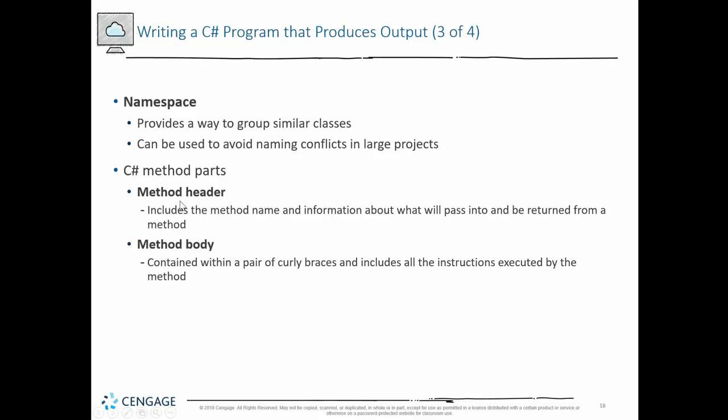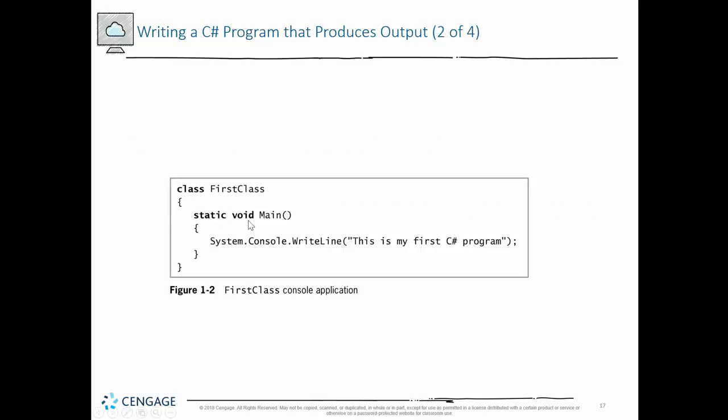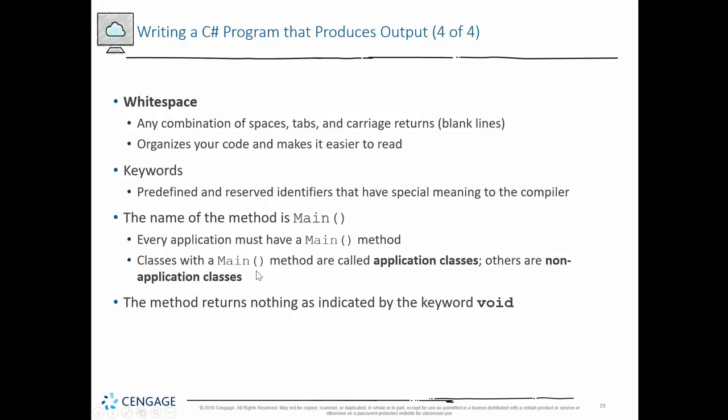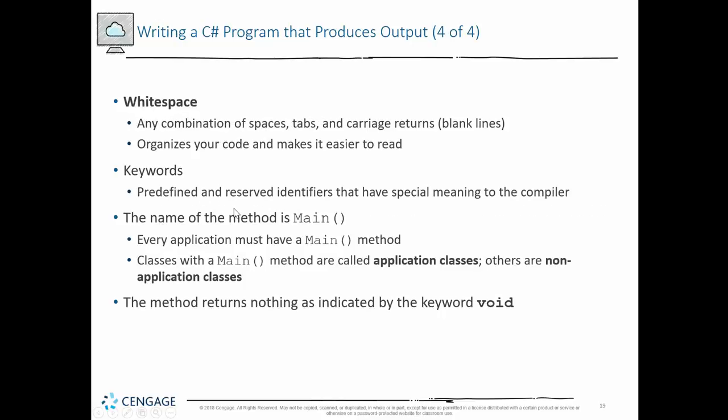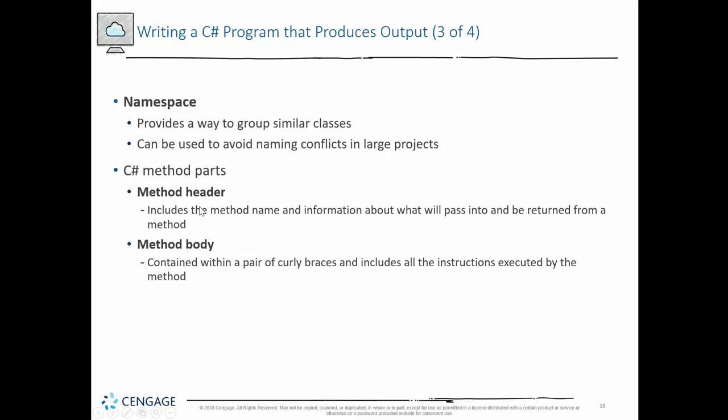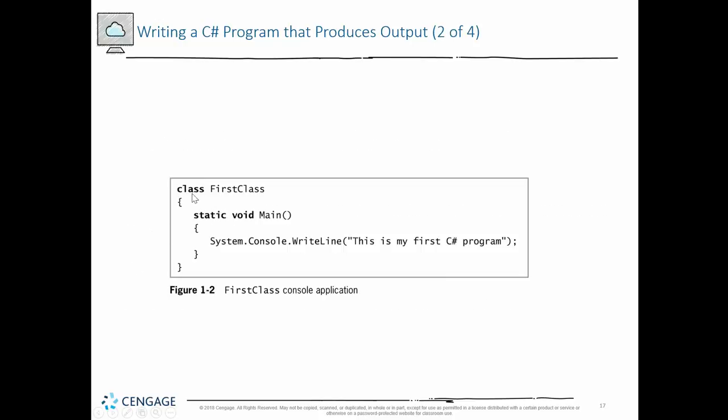Now, the parts of the method, their header and the body. The header is this. Static, for right now, think of it as there's only one of them. Void means it doesn't return anything. Main is the name of it, and there are no parameters passed in. The body is what's within these curly braces. So our body is one line of code that writes on the screen, this is my first C# program. White space is you hitting the space bar or the tab key or the enter key. It can make your program easier to read. We could have literally put all of this on one line, but it would have been darn hard to read then.